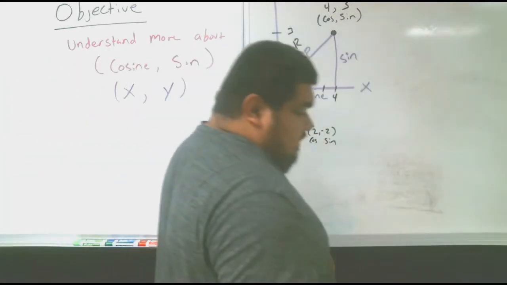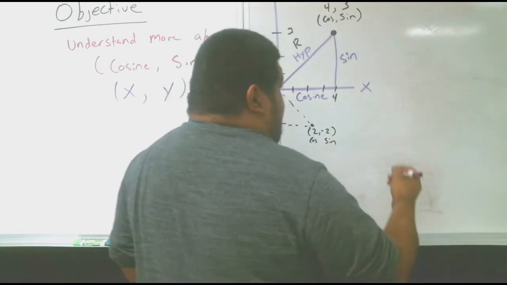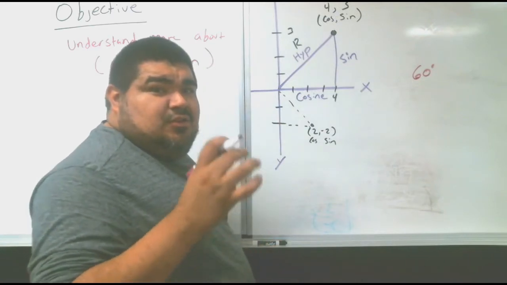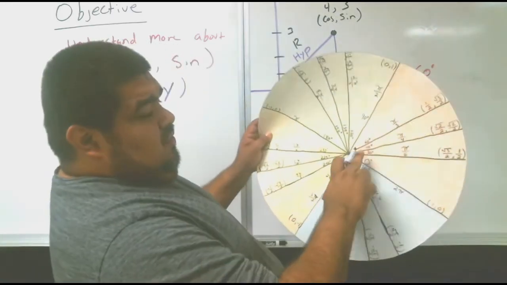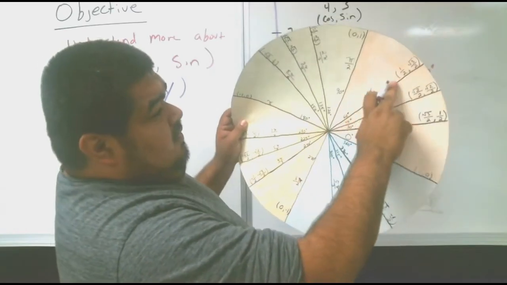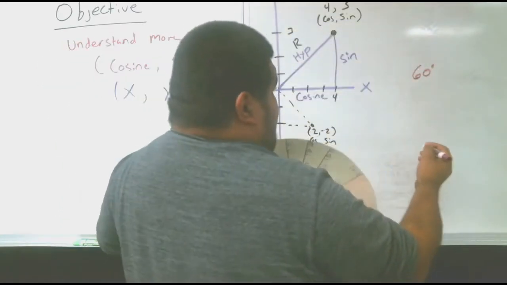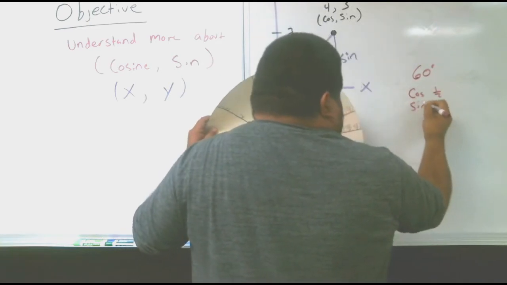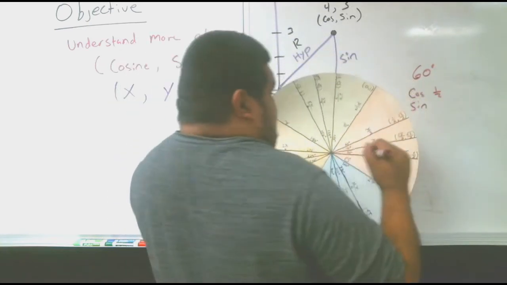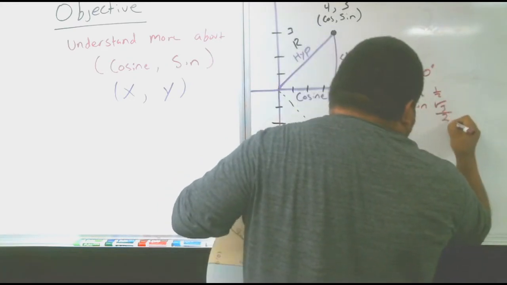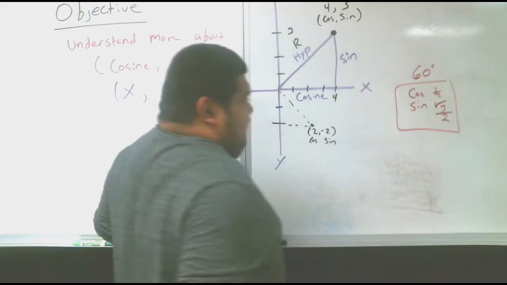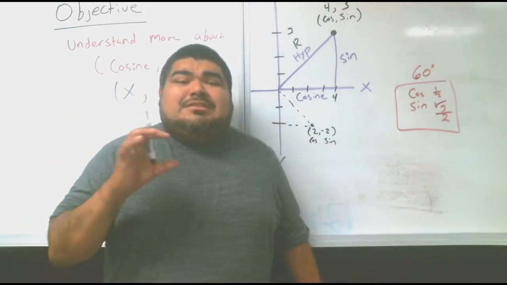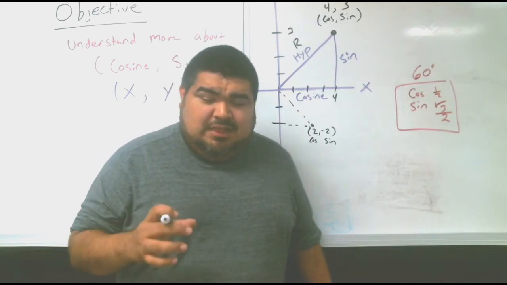For example, if I were to say, what is on 60 degrees? Which one's your cosine and your sine? You will look on your unit circle, 60 degrees, we have cosine is 1/2. So cosine is 1/2, sine is radical of 3 over 2. And that's it. That's all you're looking for. I just want you guys to identify sine and cosine for the values I'm going to give you.